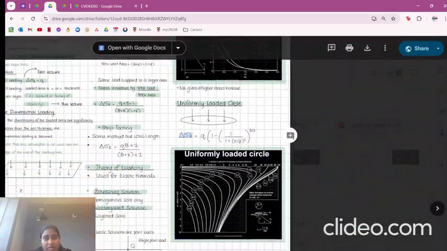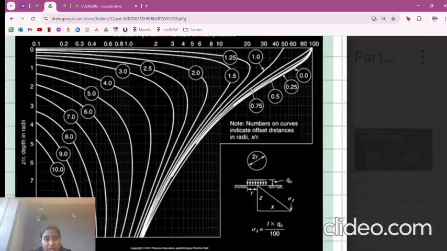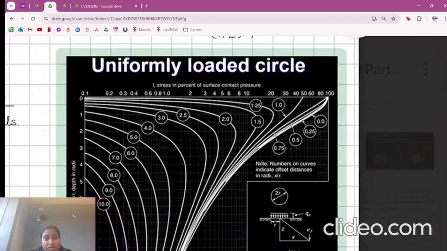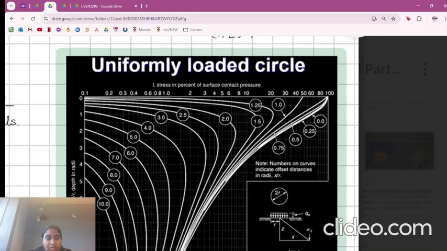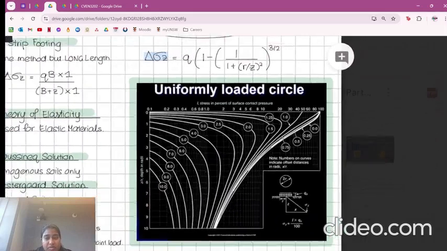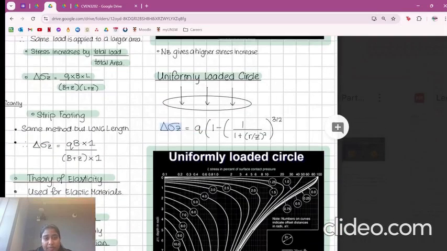The other thing that you'll have to consider is that you'll have to use some figures. Depending on the type of load that you have, this is for the uniformly loaded circle, you'll have to be able to read these figures. On this axis, you've got the depth over the radius, so that ratio. And here you've got the I value, which is the stress in percentage of the surface contact pressure. In your lectures, they'll teach you how to read that graph, and you'll just have to use those values and sub them into this formula here.